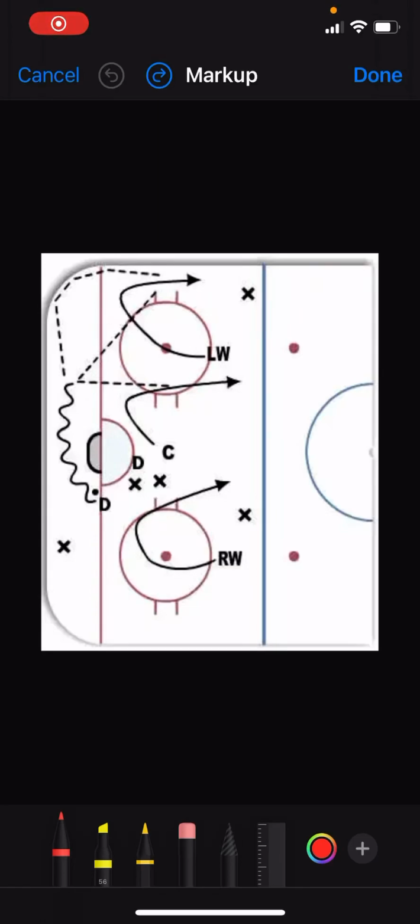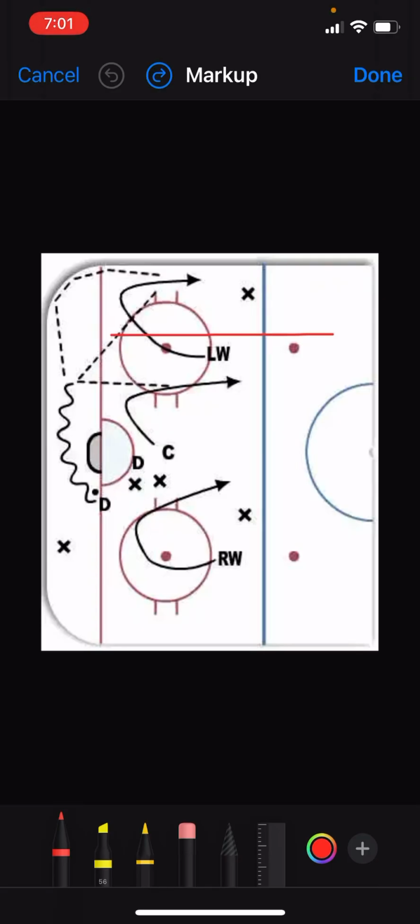All right, SEALs, here we go. We're going to talk about the breakout. So let's just make sure we're all on the same page here, okay? The breakout is when we are trying to get the puck out of our zone, okay?